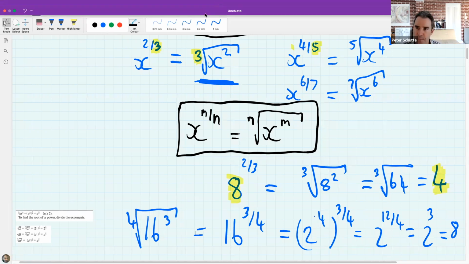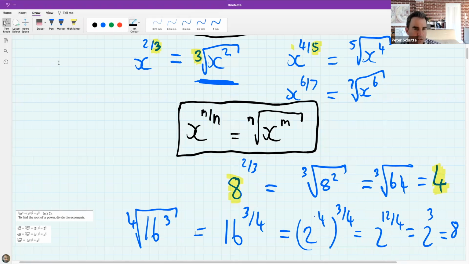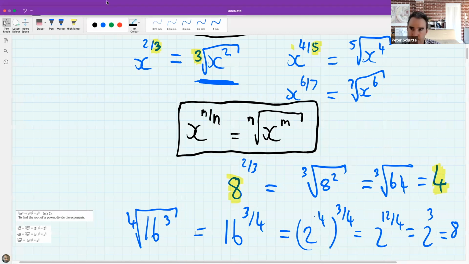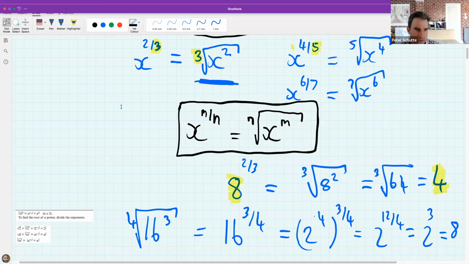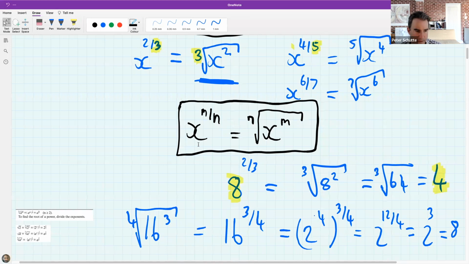Okay, so I hope that that's making it a little bit easier. It's just about being comfortable converting between the different forms. All right, let's move on.